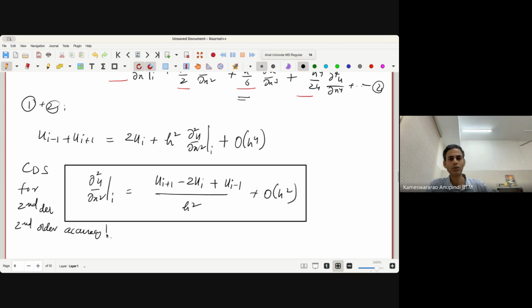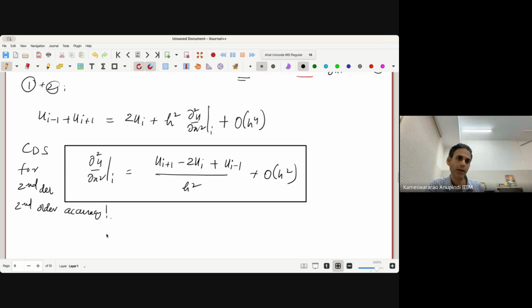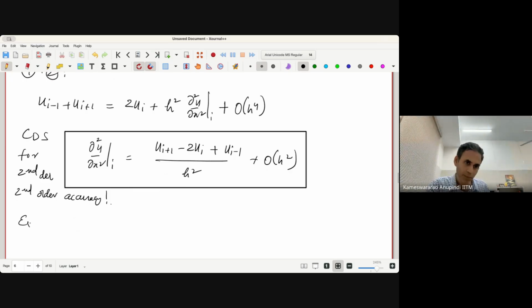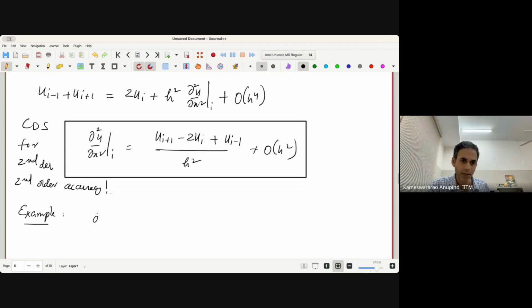Okay, so that's what we have. Fine, of course, we can go on deriving these formulae. For example, you can try deriving the second derivative, dou square u by dou x square at i, using central difference scheme to fourth order accuracy.